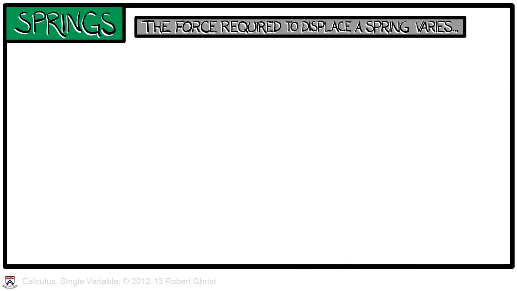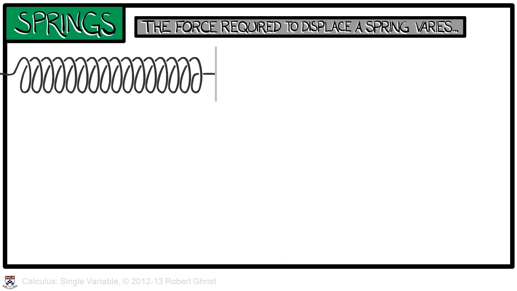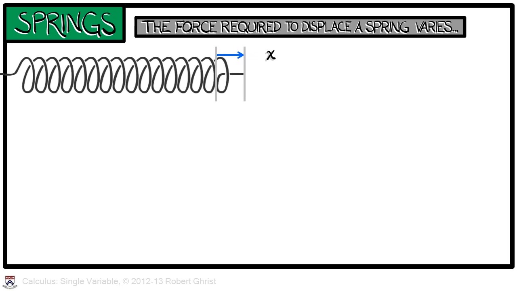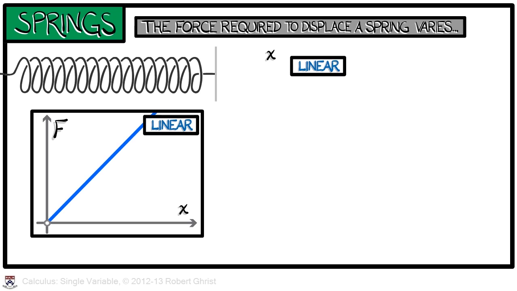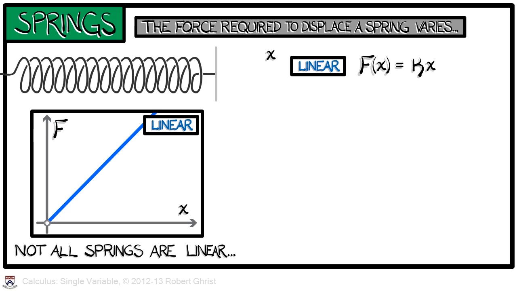Let's look at an example involving springs. The amount of force required to displace a spring varies in terms of how far you've pulled it, the displacement x. The force varies with that. In what manner? Well, it may be linear. The simplest type of spring is called a linear spring, and it satisfies the law that the force as a function of displacement x is a constant kappa times x. This is called the spring constant. This is sometimes known as Hooke's law, but not all springs are linear.